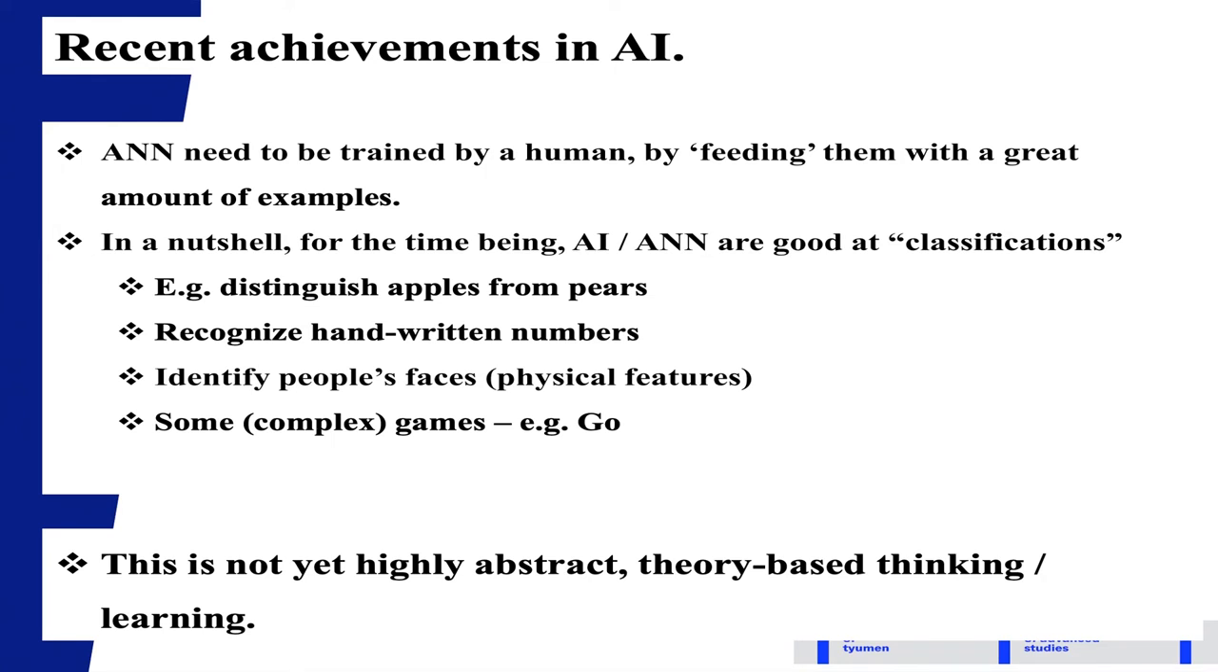Who can give an example of where artificial neural nets or artificial intelligence is already used nowadays? They are, for instance, used if you write a handwritten number. If this thing you draw is scanned, digitalized, and fed into the artificial neural net, the artificial intelligence system, it can tell you which number it is. That's an example of what it's used for. It can classify, for instance, it can distinguish pears from apples or cats from dogs.